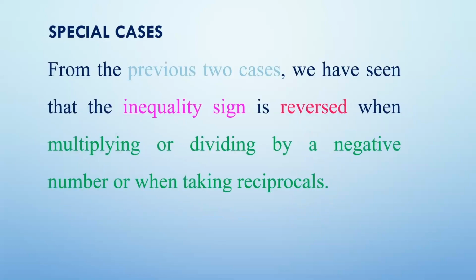So what have we noticed from these two different cases? We have seen that the inequality sign is reversed when we multiply or divide by a negative number, as well as when we take the reciprocals. So what does it mean the inequality sign is reversed? It means that we change the inequality sign. If it is less than, we change it to greater than. If it is greater than or equal to, we change it to less than or equal to.